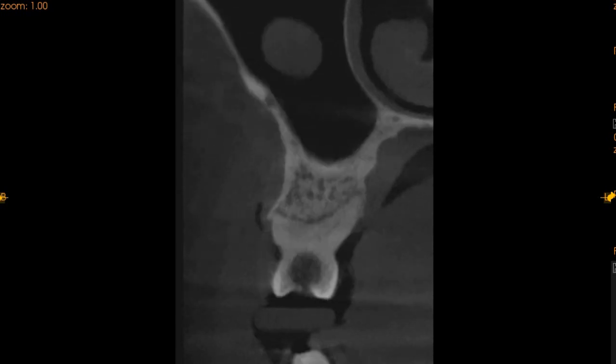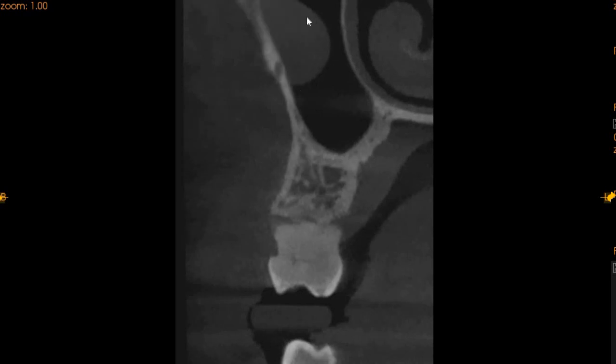Also, something noteworthy is that there is a maxillary mucus cyst present in the upper right quadrant, which should be something that needs to be kept in mind if a sinus lift procedure is planned.